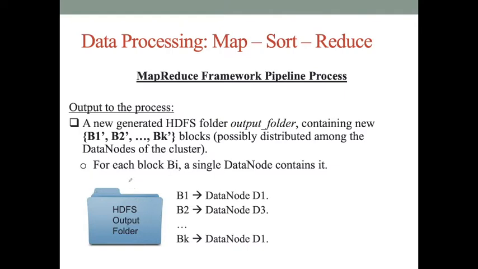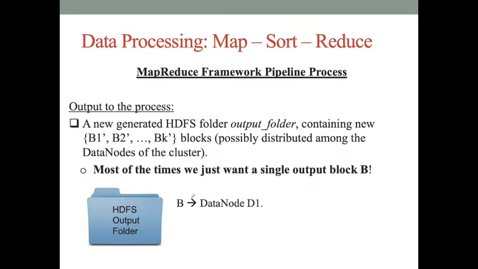And the output as well is going to be in another Hadoop distributed file system folder. And in this folder, we're going to have all the output files with the output blocks. Again, the output is also going to be a set of blocks. Most of the time, we only need a single block, but that really depends on your application. That's something that we have to take into account.